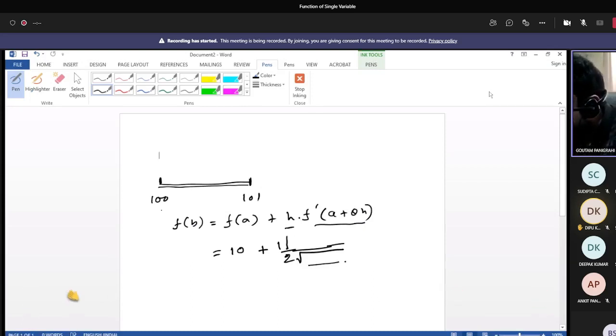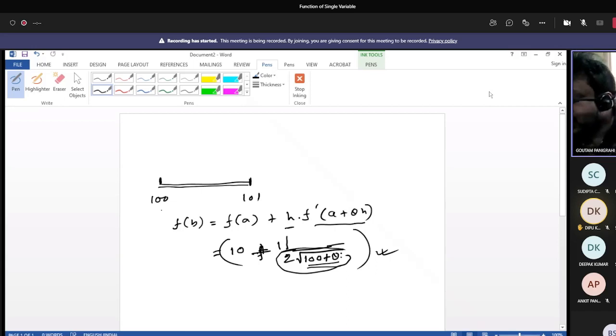Then you have to think about the quantity. Remember one thing: if you increase the denominator, then the total value will be decreased. Here A plus theta h will be 100 plus theta into h, and h here is 1. If you put the value of theta, this will be some lesser quantity because the denominator will be increased.